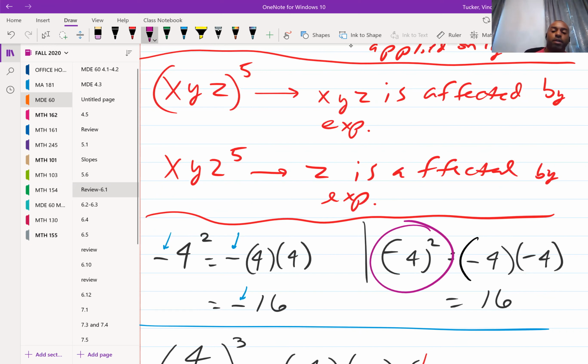Going over here, we have parentheses, so it means the negative is affected by the square. (-4) times (-4) is a positive 16. So once again, the parentheses matter. You see it's the difference between a negative result versus a positive result.